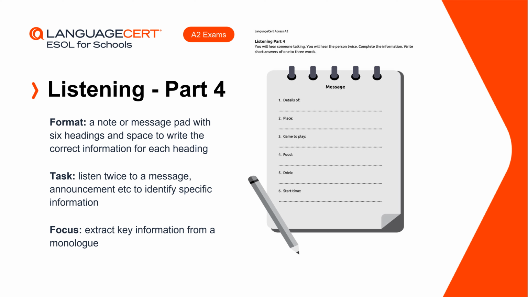Finally, in part 4, test takers are presented with a note or message pad with 6 headings and space to write the correct information for each heading. They listen to the recording twice. For example, they listen to a message or an announcement and try to identify specific information. What is assessed here is their ability to extract key information from a monologue.